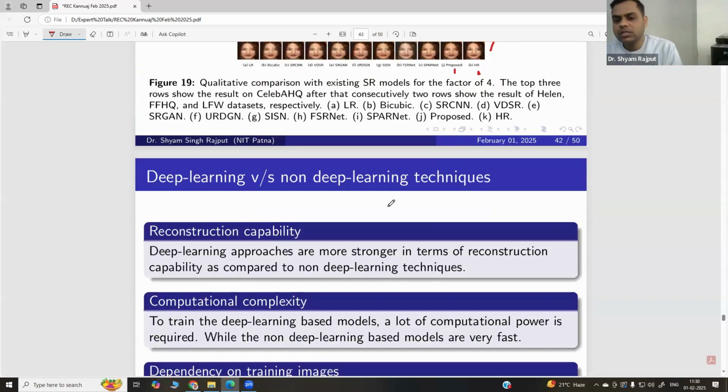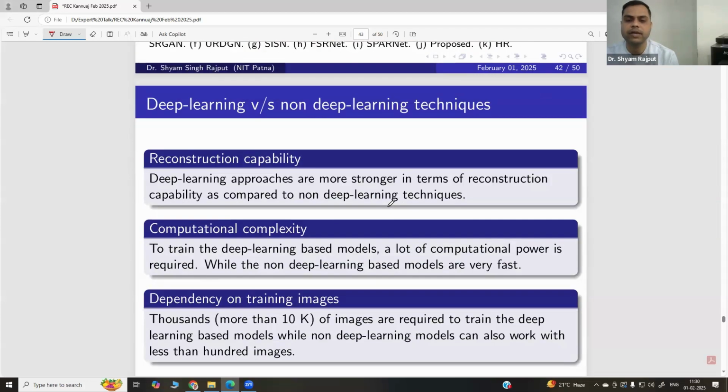Now let's understand the difference between these two approaches. One is the deep learning approach, the second is the non-deep learning approach. For which approach should we proceed? Each approach has its own advantages and limitations. When we talk about reconstruction capability, no doubt deep learning approaches are stronger as compared to non-deep learning techniques. It has been proved that deep learning techniques are better in the reconstruction of LR face images as compared to non-deep learning techniques. It is obvious also. The second thing is the computational complexity.